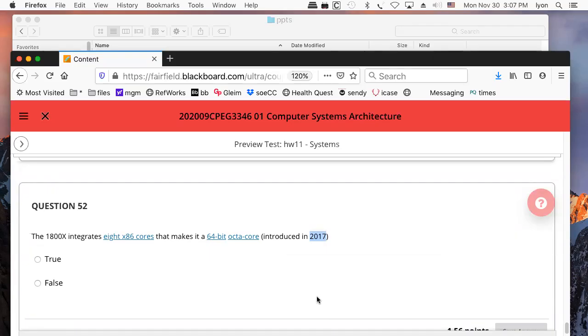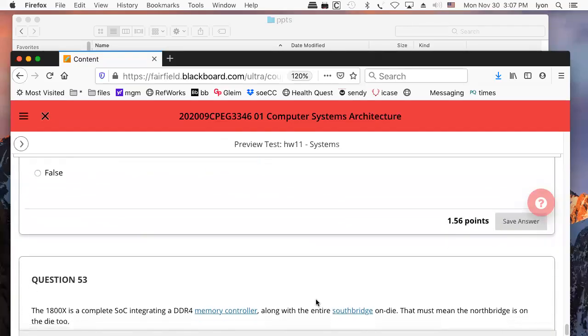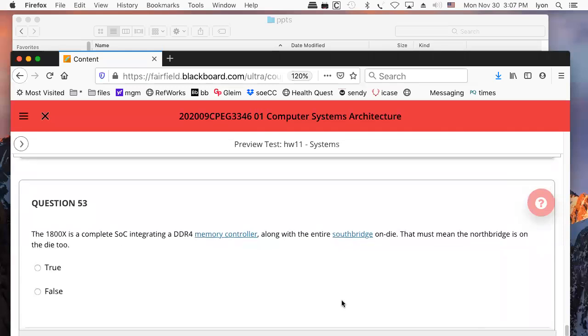And that's true. This is the core wars. More cores. More cores is better. And maybe the end of that sentence is, we hope.